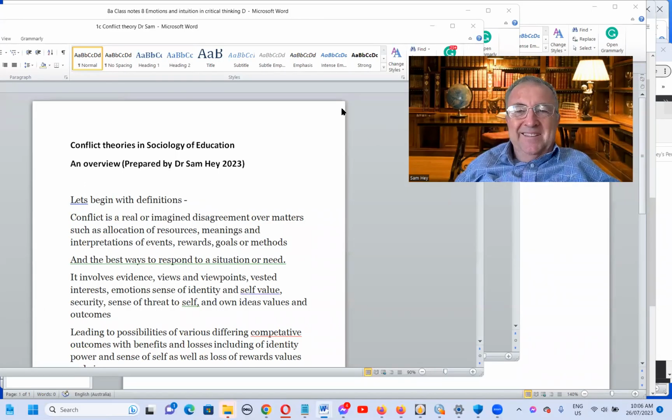Good morning, and welcome to this session on conflict theories in sociology of education. In a previous lesson, we've looked at the importance of structure and function in education, and we've recognised that this may fail to realise conflicting views and conflicting interests by different people and different power groups within a group or organisation or class or school or community.